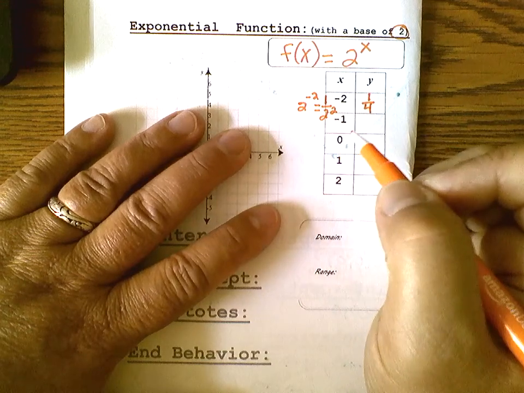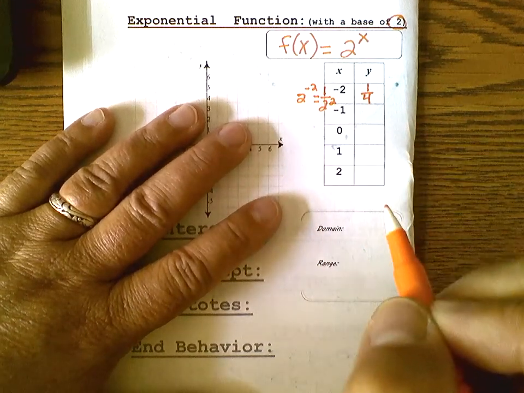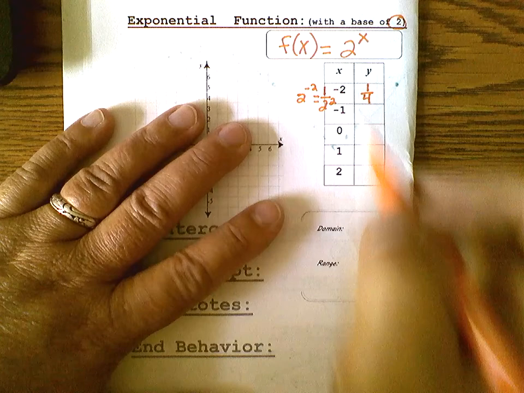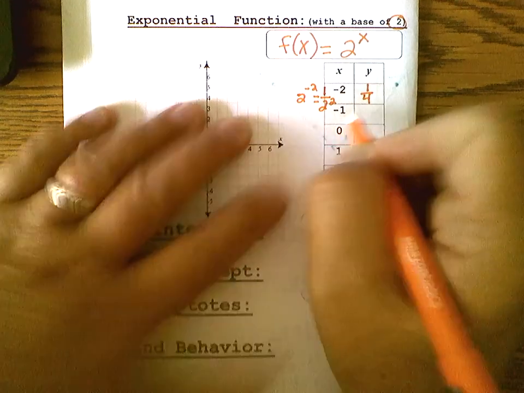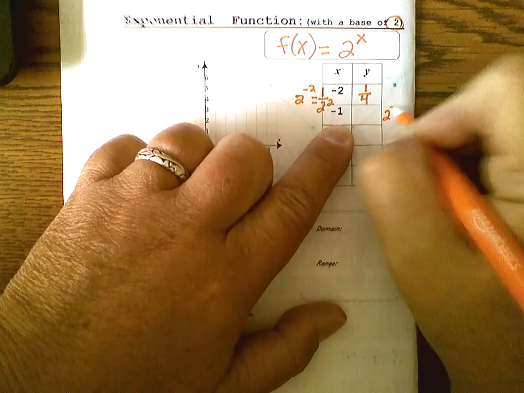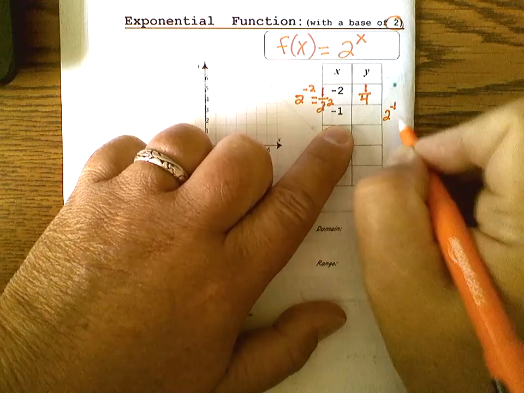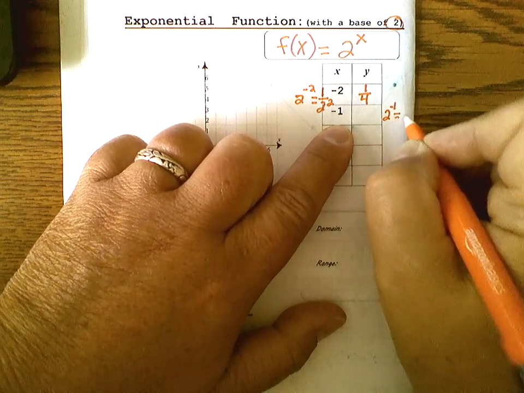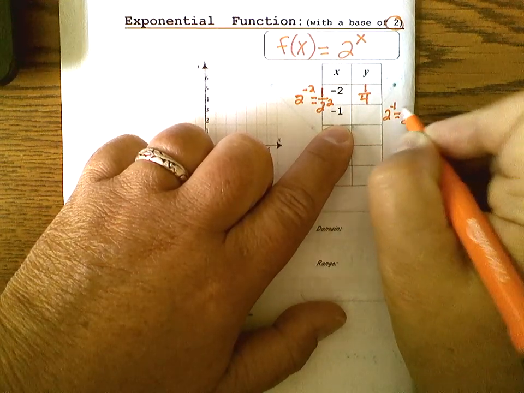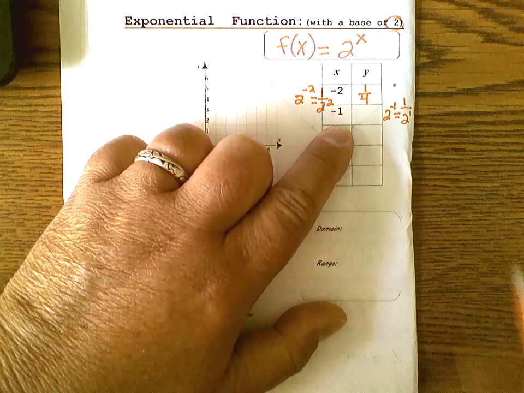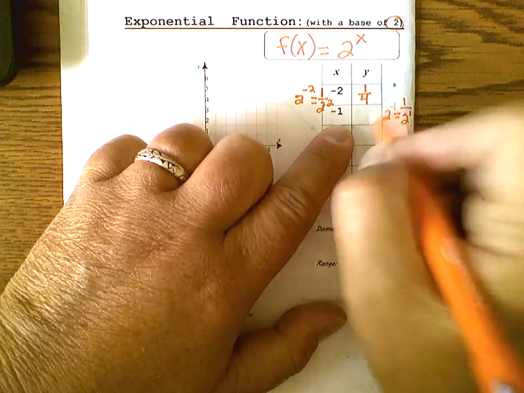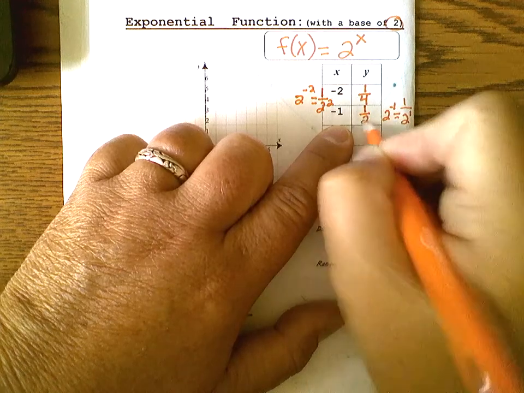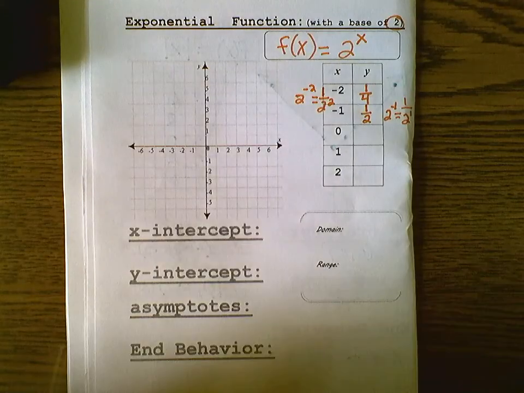You also have calculators, so you can use a calculator if you need to. Here we have 2 to the negative 1 power. So again, a negative exponent means we move that to the denominator and make that exponent positive. 2 to the first power is just 2, so 1/2 is that one.